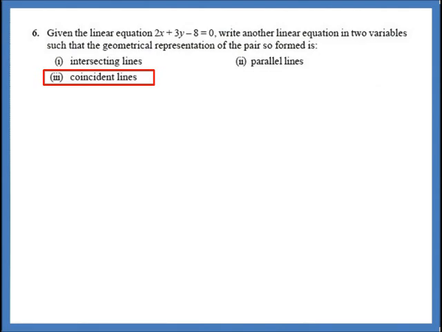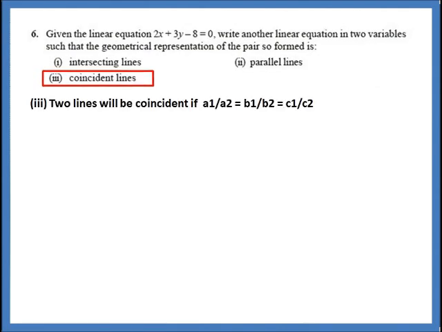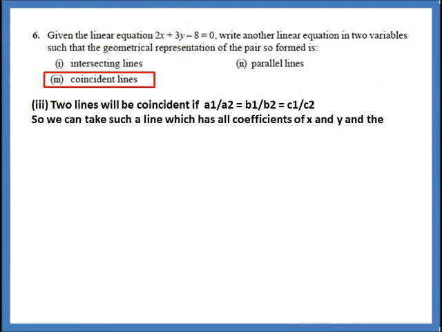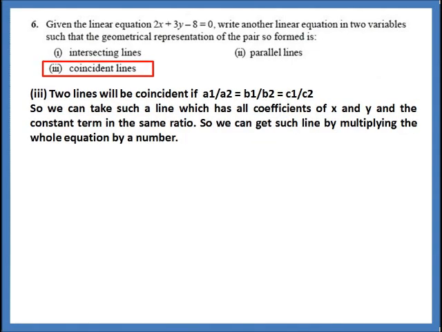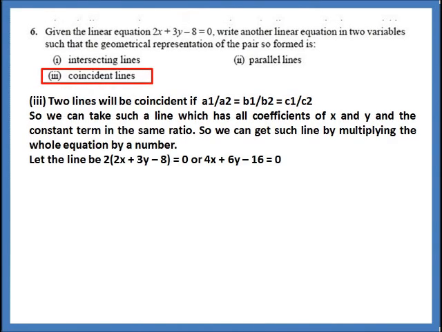So two lines will be coincident if A1 upon A2 is equal to B1 upon B2 is equal to C1 upon C2. So we can take such a line which has all coefficients of x and y and the constant term in the same ratio. So we can get such a line by multiplying the whole equation by a number. Let the line be 2 multiplied by 2x plus 3y minus 8 is equal to 0, or 4x plus 6y minus 16 is equal to 0.